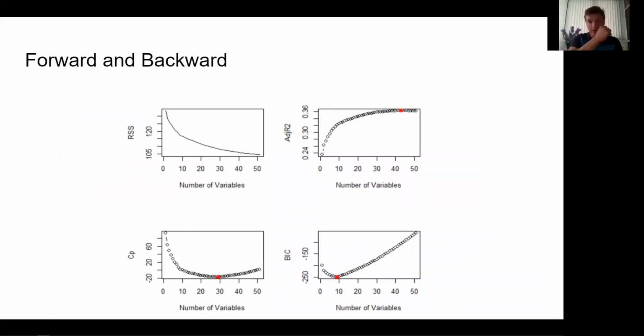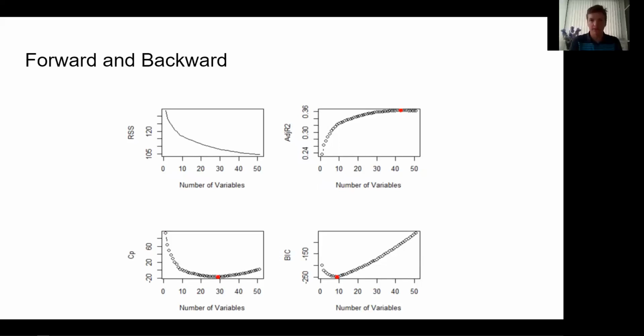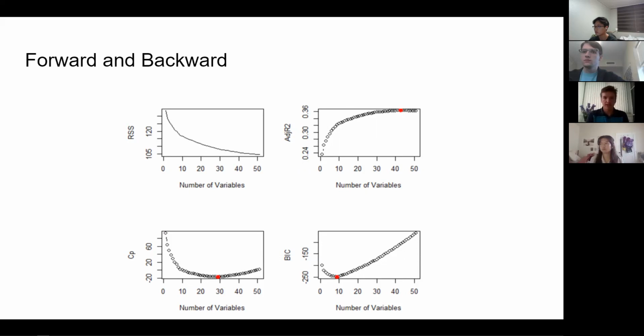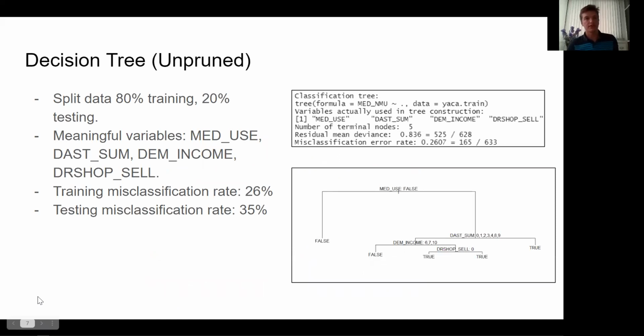When we were looking at how valid our selection variables were for those binomial models, we did some forward and backward stepwise selection. We can see that when basing our decision off of the adjusted R squared, we'd want around 40 variables, Cp around 30, and BIC around 8. We found that the 10 most relevant variables according to stepwise selection were 10 of those included in the binomial model. We also tried to fit a decision tree for the data.